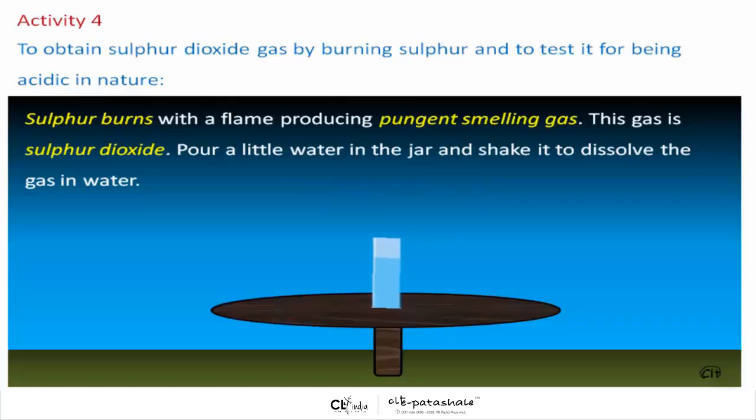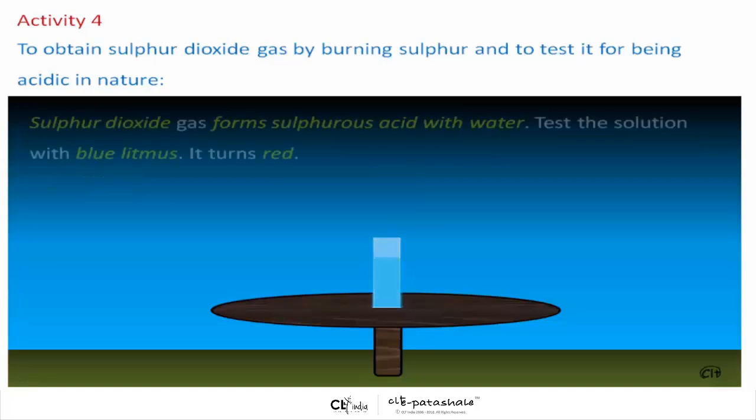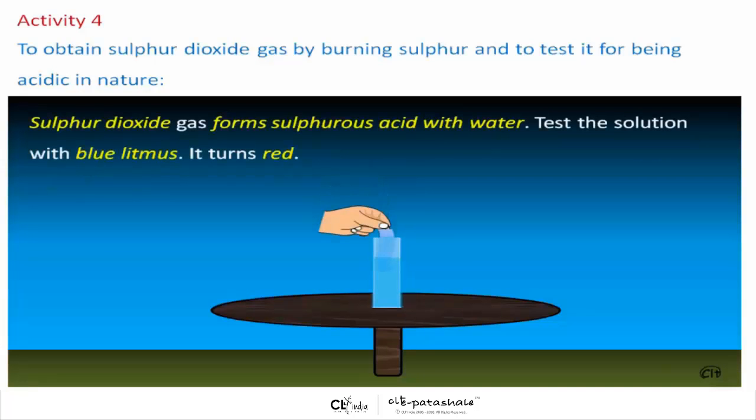Pour a little water in the jar and shake it to dissolve the gas in water. Sulfur dioxide gas forms sulfurous acid with water. Test the solution with blue litmus. It turns red.